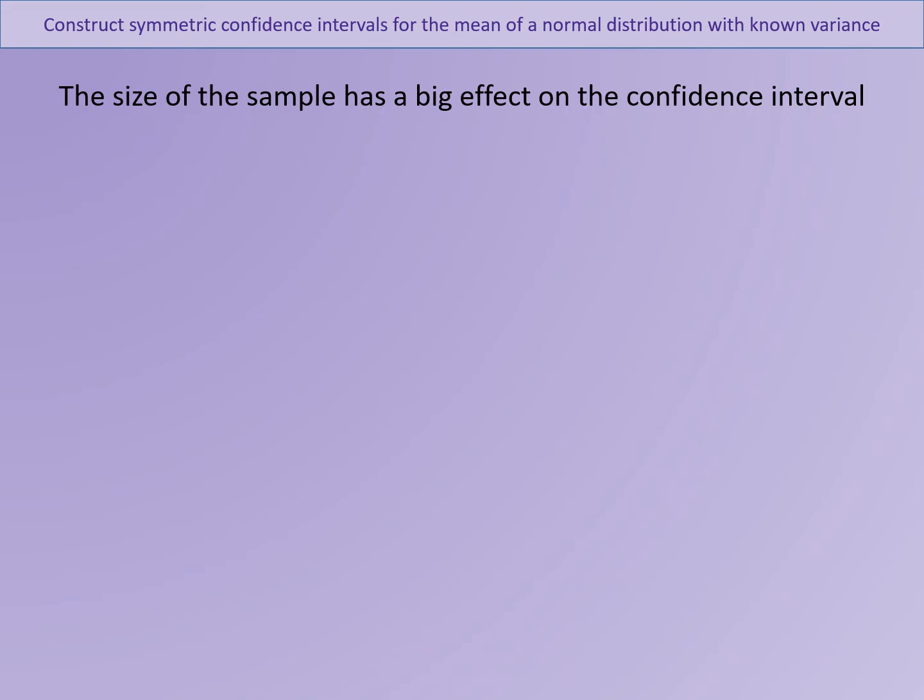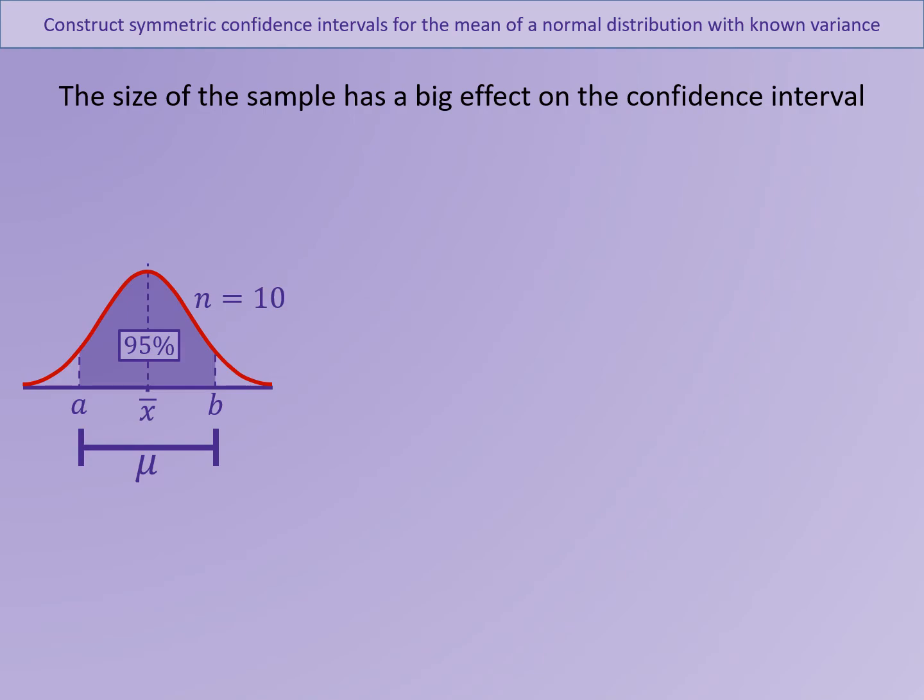We know that the size of a sample has a big effect on the confidence interval. If your sample had a size of 10, then your 95% confidence interval may look like this. We are 95% confident that the mean mu of the population lies between A and B.